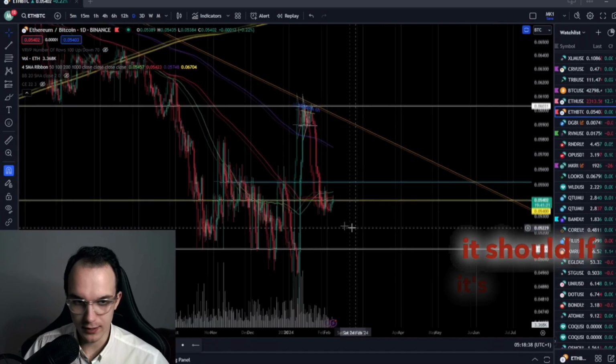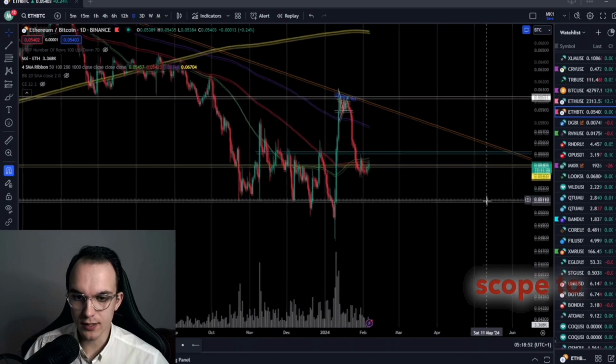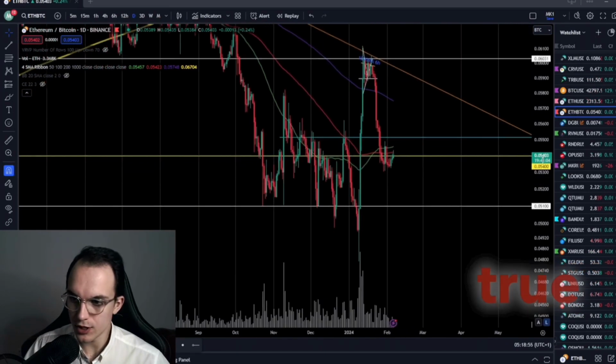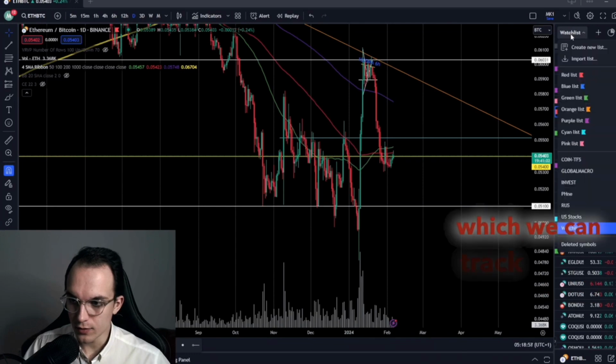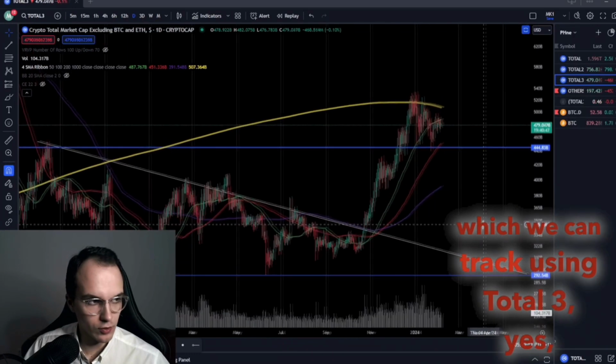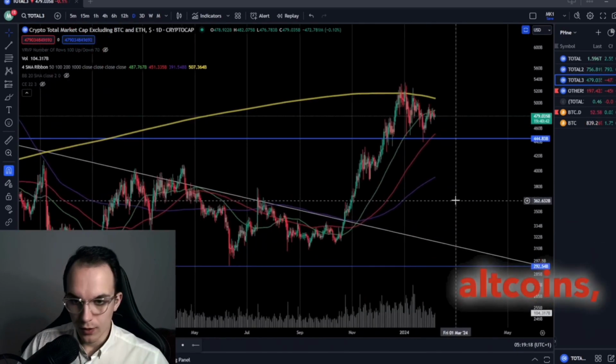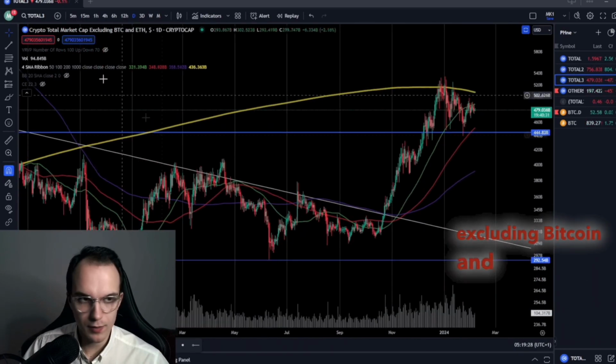It should, if it's still within this indicator's scope, overtake Bitcoin and absorb its liquidity, then we'll have a real true alt season, which we can track using Total 3. Here is the total market cap of all altcoins, excluding Bitcoin and Ethereum.